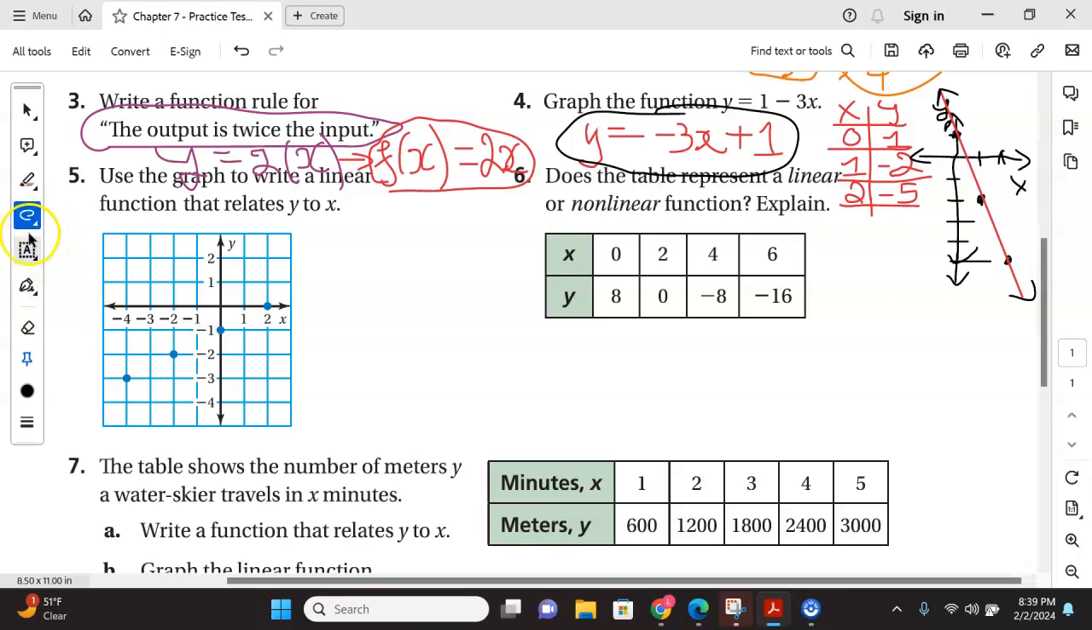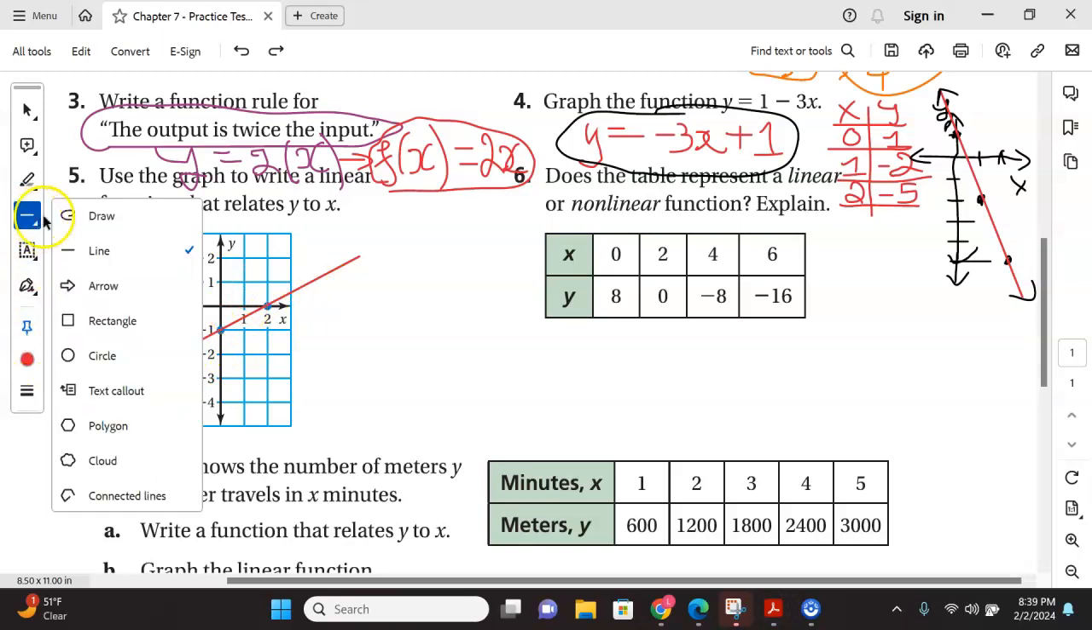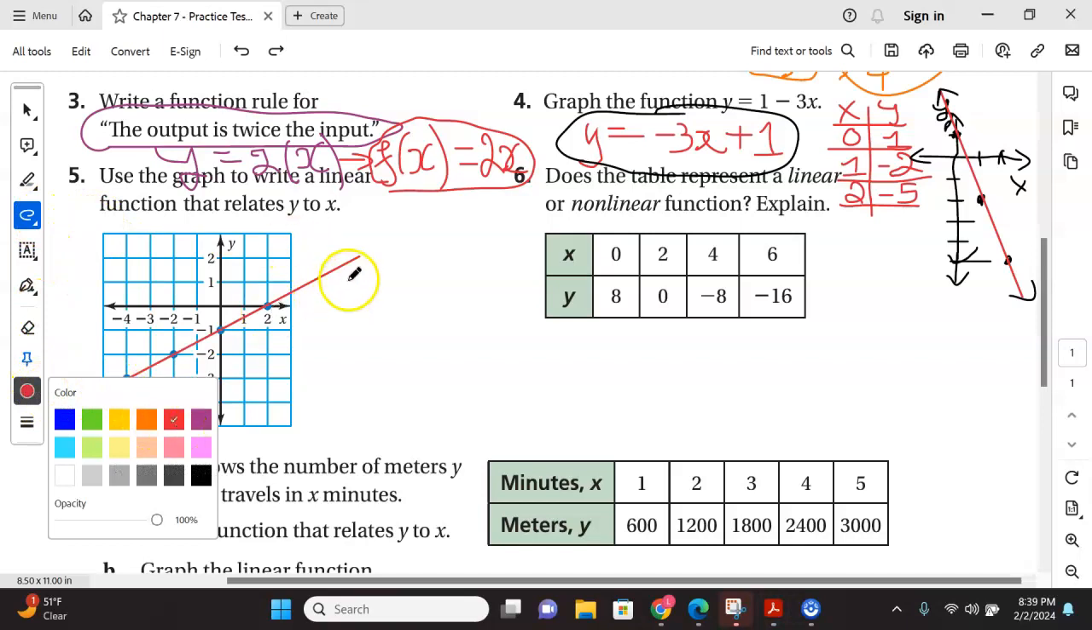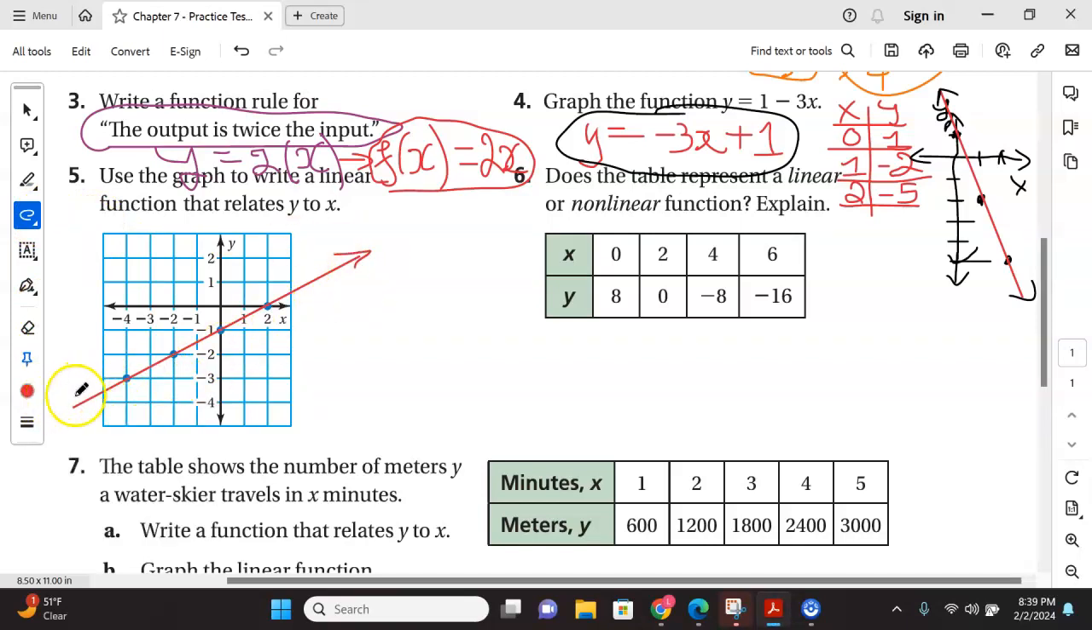First things first, let's draw a line. There's my line. I can see that the line goes through all these points. I know it's a habit, but don't forget to put the arrows on each end. Looking at the graph, I can see that the line crosses the y-axis at (0, negative 1). So therefore, my y-intercept is negative 1.